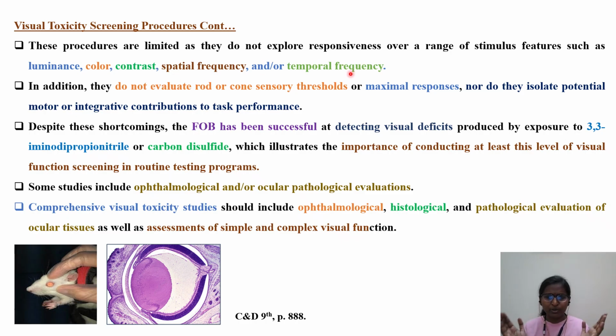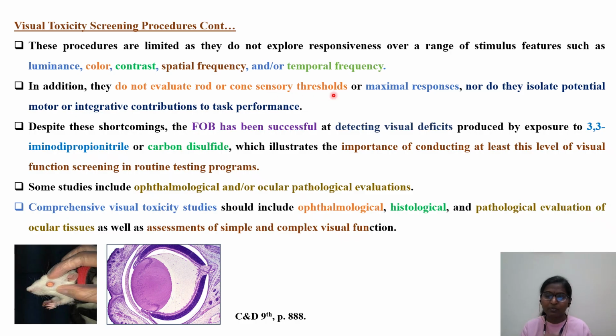So if you look into FOB, only two things they are doing. One is bringing the object here and there, and the light response they are doing. All these other things they are not checking. Luminance, color, contrast, all these things are not part of this FOB. In addition, in the visual inspection under FOB, they do not evaluate rod or cone sensory thresholds.